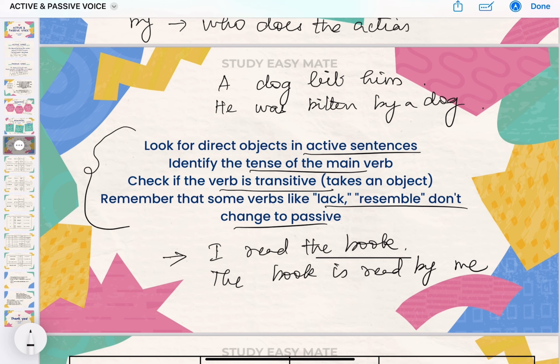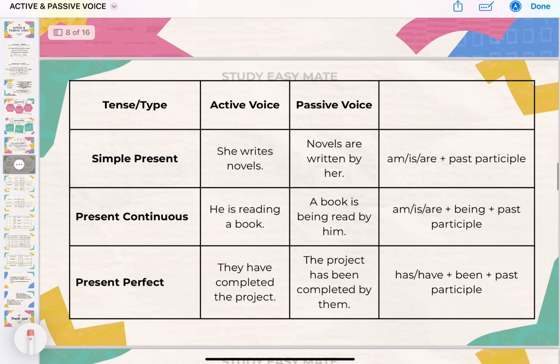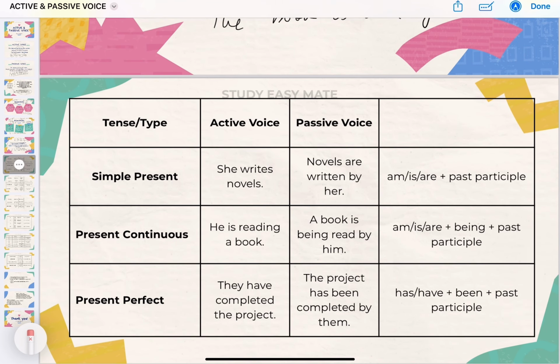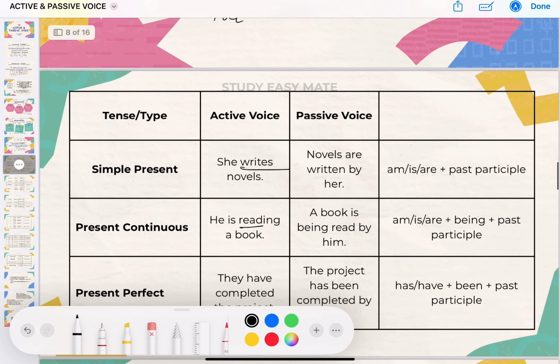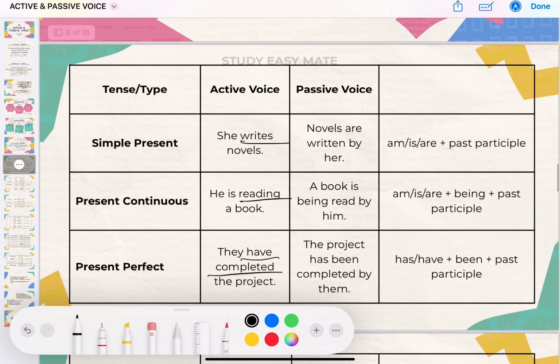I mean, even after all the slides, I think you might still be confused. So to make it even easier, I'll give you the tabular column. Okay, let's come to the tabular column. So here, "she writes a novel." If you have sentences with writes, read, come, sings, reading, they have completed, these are all in the present tense. So if "she writes novels," how can you write it? For "writes," you'll have to add am, is or are plus past participle to convert it into the passive.